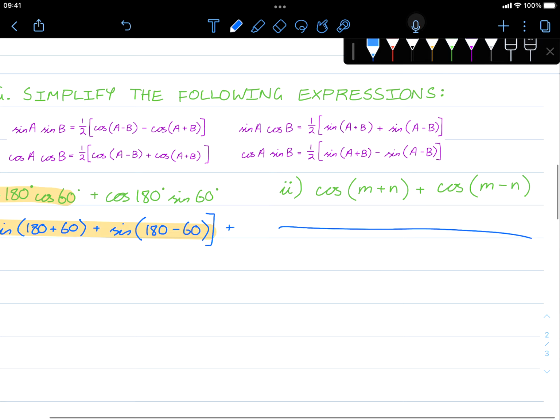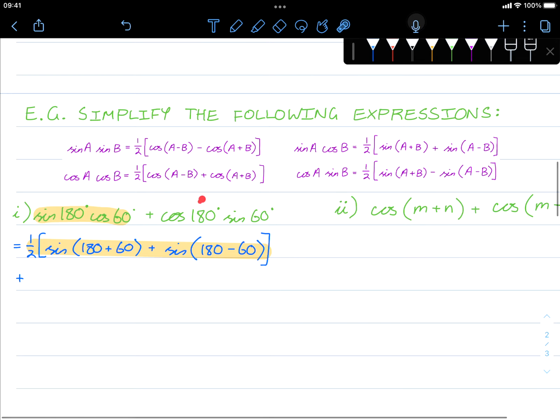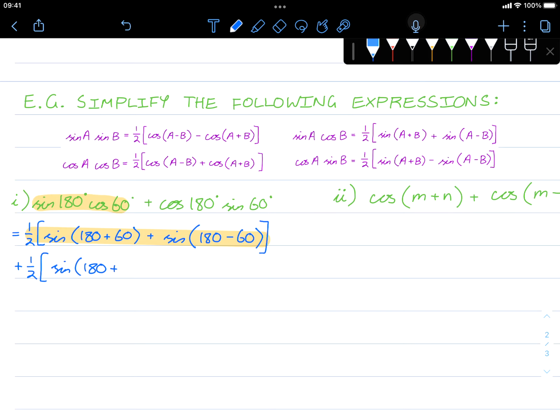Just so that I don't go over here, I'm going to take it into a second line here. So plus cos 180 sine 60. I hope you can see again that that is this identity shown. That's going to be half outside of sine 180 plus 60 minus sine 180 minus 60.